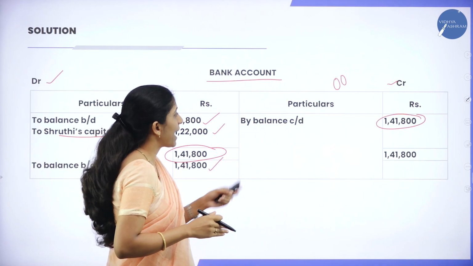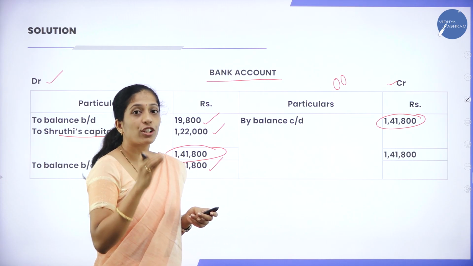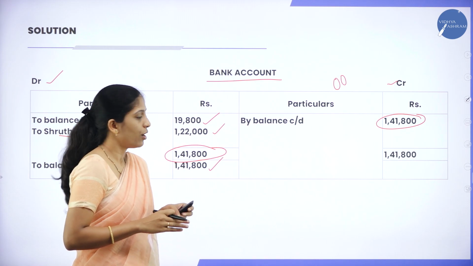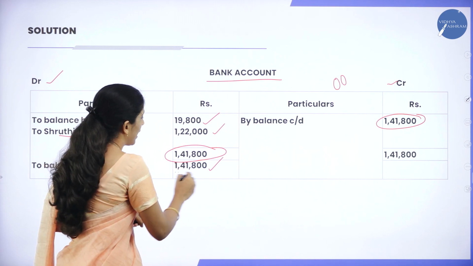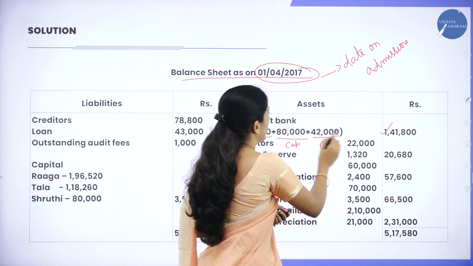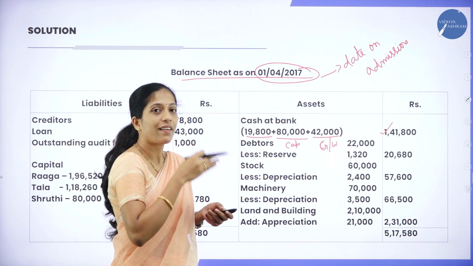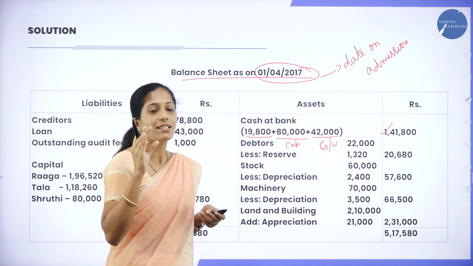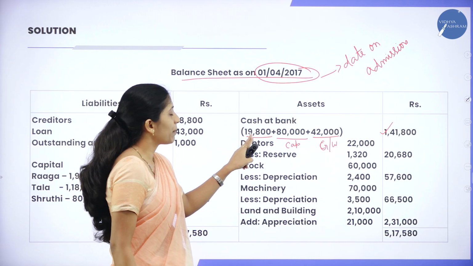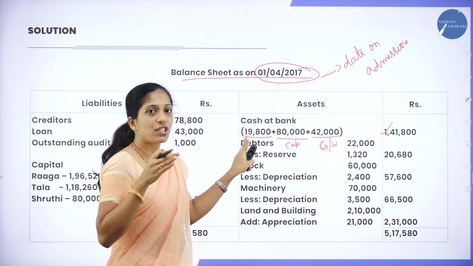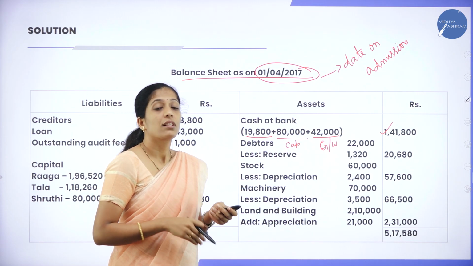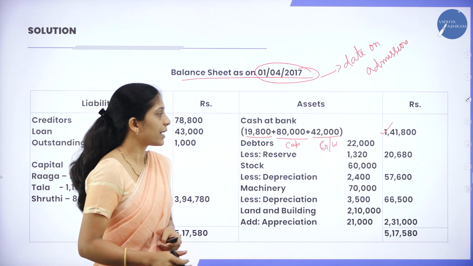Or if you prepare the bank account directly, whatever amount you have carried down will be the bank balance. Here it is 1,41,800. So the same will be there. If you calculate like this also, you'll get the same amount. Or if you prepare the bank account, the balancing figure will be the balance of the bank account. So what you have to remember here is, you take the amount in the balance sheet, plus the capital brought by the new partner, plus the goodwill brought by the new partner.